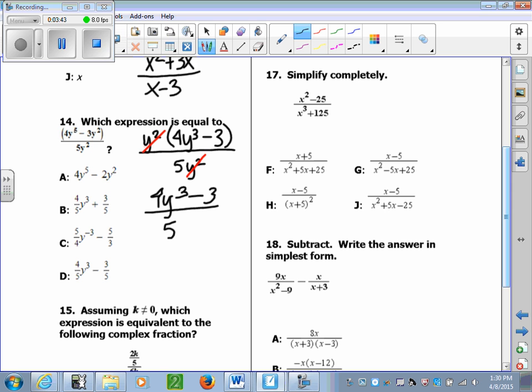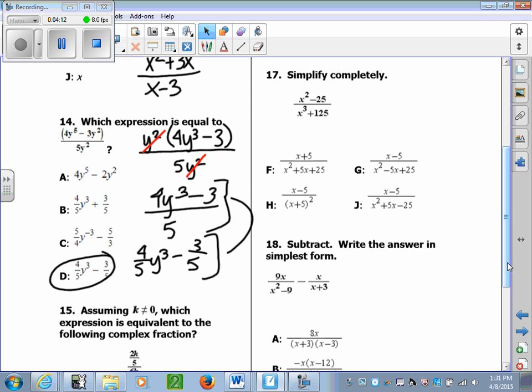Now, I look at this and I'm like, all right, I did everything I need to do, but I still don't see an answer that matches exactly. Well, remember, I can rewrite this as 4/5 y cubed minus 3 over 5. Which now I see that matches D. So while this answer here and this answer down here are saying the same thing, I sometimes have to adjust it just so that I can pick the right answer.